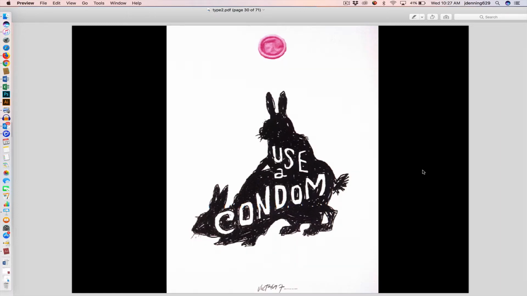Love the use of positive negative space here and how the text is really interacting with that graphic really beautifully and communicating a strong message.